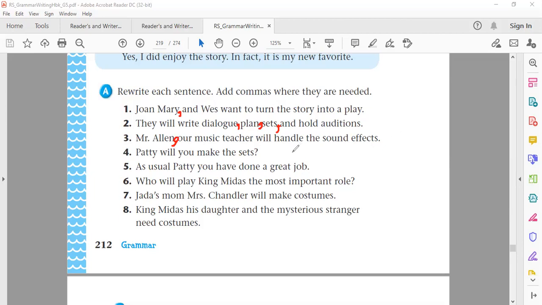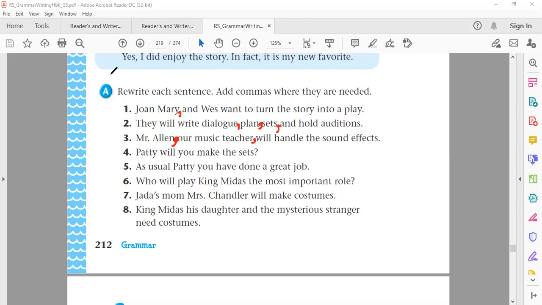Yes, there is. Why? Because I can't say Mr. Allen will handle the sound effect, but I put here a sentence in the middle, which explains more about this Mr. Allen. I said, Mr. Allen, our music teacher, will handle the sound effect. So another comma right here. This is what we call it, in the middle. So one before it and one after it. Okay, let's go for number 4.